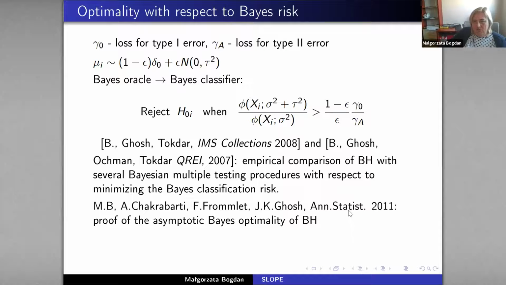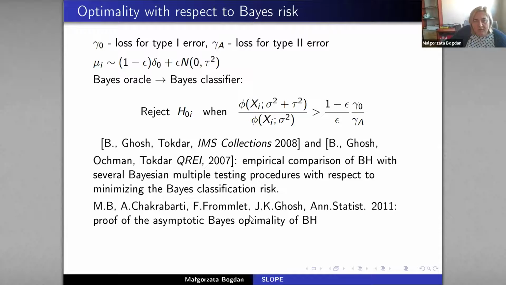So this is a paper which appeared in 2011 with, the last person is Jayanta Kumar Ghosh. He is a famous statistician. He worked at the Indian Statistical Institute, but also at Purdue University in the United States, where I got to know him. Arijit Chakrabarty was his PhD student. He's currently working as a professor at the Indian Statistical Institute, and Florian Frommlet is my colleague from the University of Vienna.